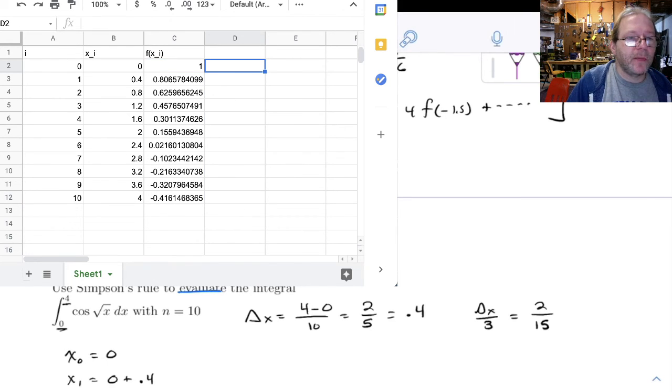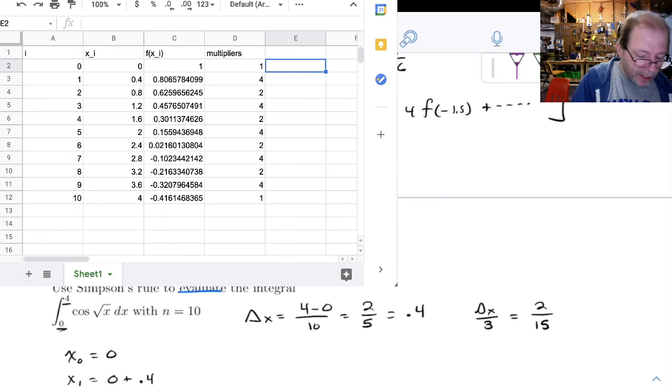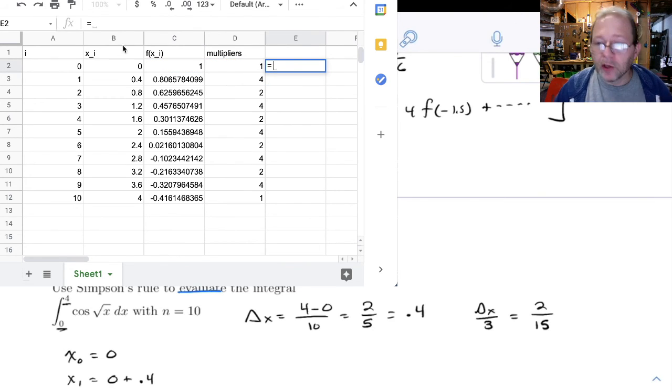All right, now we've got to put our multipliers in. There are 1, and then 4's and 2's alternating. So when you get to the end, the last one's a 1. And now we'll multiply these two guys together. This times this. Let me do that again. I want to make clear what I'm doing. This is equal to this number times this number. Then I'm going to copy that and paste it down.